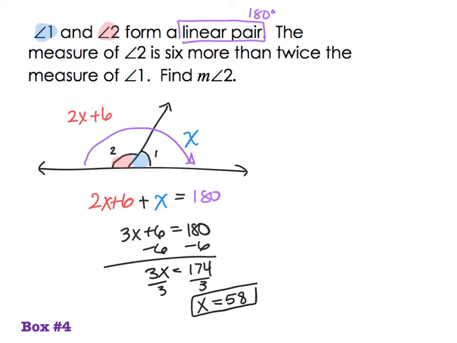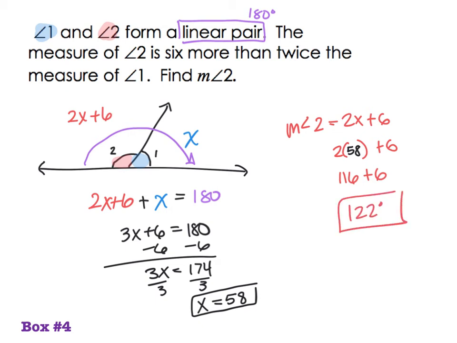But they need the measurement of angle 2. And the measurement of angle 2 is equal to 2x plus 6. So I have 2 times x plus 6. Luckily, I know what x equals, which is 58. And that gives me 116 plus 6, which gives me 122 degrees. That is the measurement of angle 2.